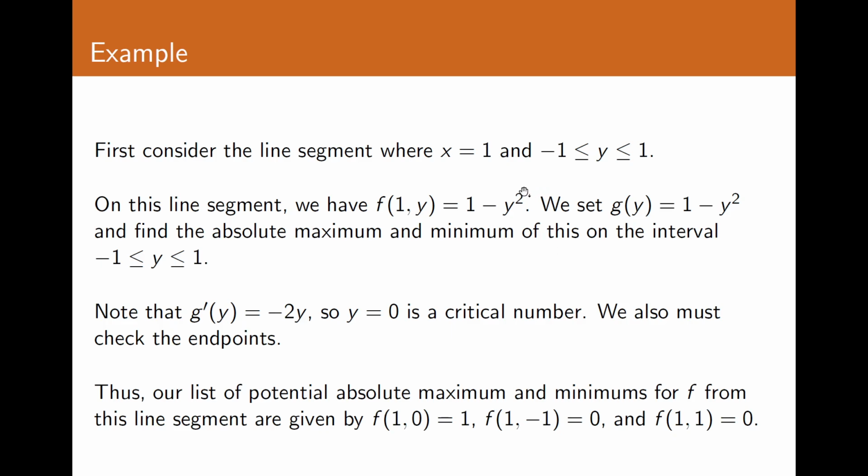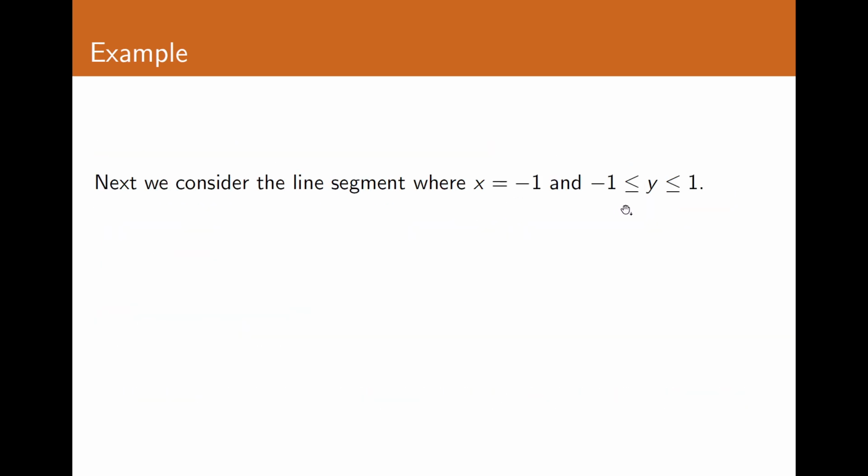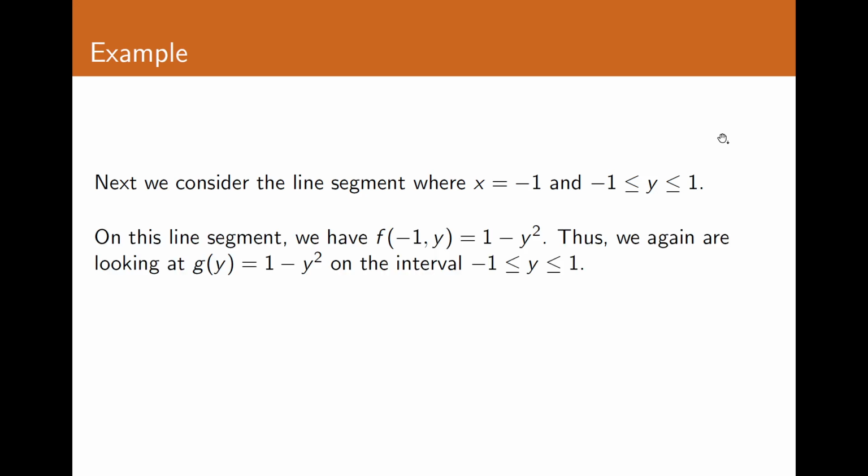Now we have to repeat this process for the other 3 edges. The next one we'll do is when x is equal to minus 1, and we're letting y still vary between minus 1 and 1. On this line segment, we plug in the minus 1, and we see we still get 1 minus y squared. So we have the same function we're looking at now: g of y is 1 minus y squared.